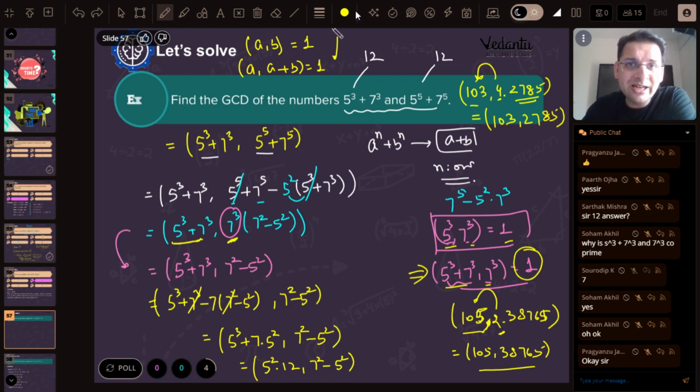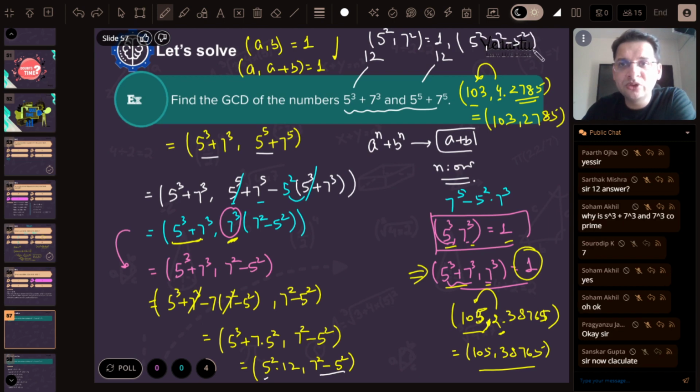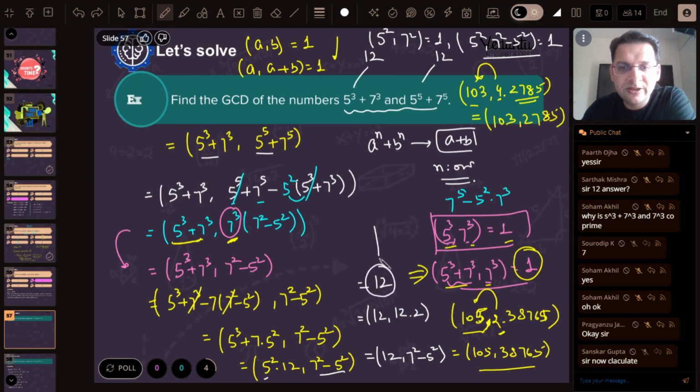Can I say I can apply the same thing in 5 square and 7 square minus 5 square, because I know that 5 square and 7 square are co-prime. So that means 5 square and 7 square minus 5 square is also co-prime. So this is the same as 12 and 7 square minus 5 square. This is the same as 12 and 7 plus 5 is 12, into 2. So this is 12. So 12 is the right answer.